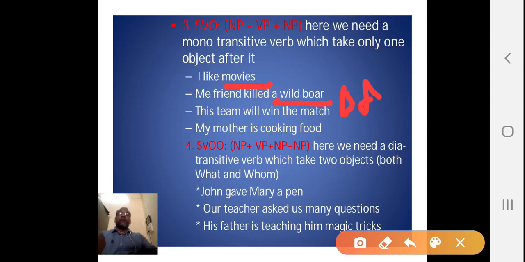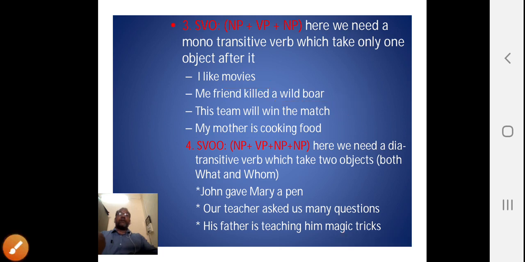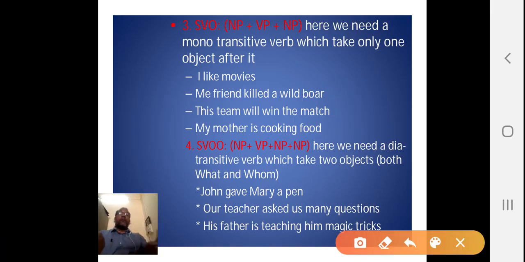That is object direct. The fourth structure is SVOO. This again is a combination of NP plus VP plus NP plus another NP. It is a ditransitive verb which enters into this structure. Both the objects are visible here, like John gave Mary a pen. What did John give? A pen, so that is object direct. And whom did John give a pen? Answer is Mary, so that is object indirect. In these two cases, both are NPs.